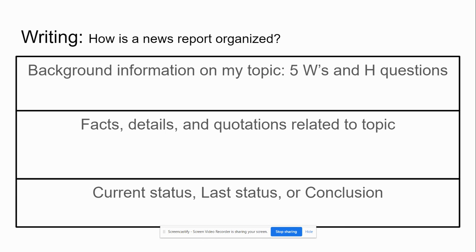Now I need to think, how am I going to sort these details when I find them? The news report has 3 sections. The first section provides background information. Usually you try to get through the questions who, what, when, where, why, and how in that introduction. You don't always, though. And then the middle section, the body of it, will have facts, details, quotations related to my topic. And then our last paragraph will be a conclusion. So some kind of concluding statement or what the current state of my topic is. This you have to be kind of fluid with because it could change depending on the topic. So it could be any of those things based on what fits your topic best.